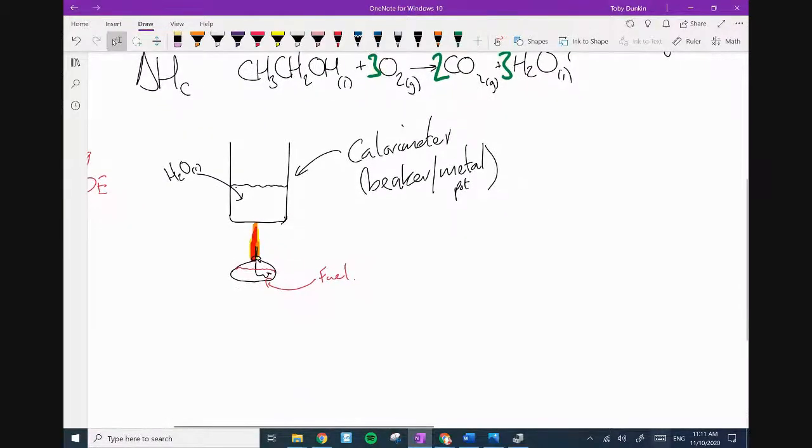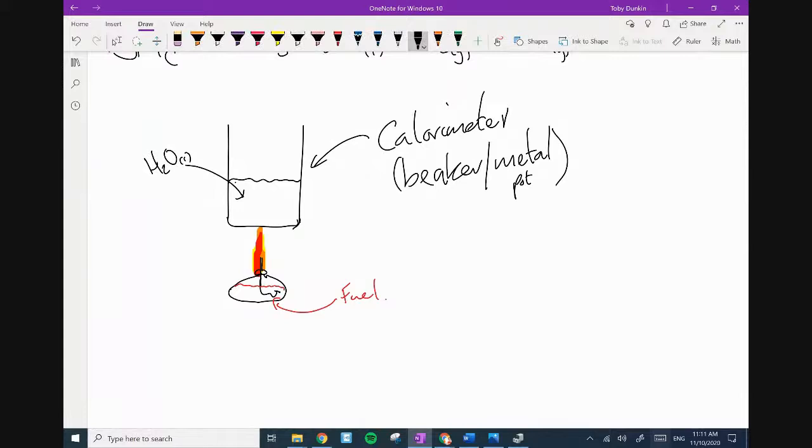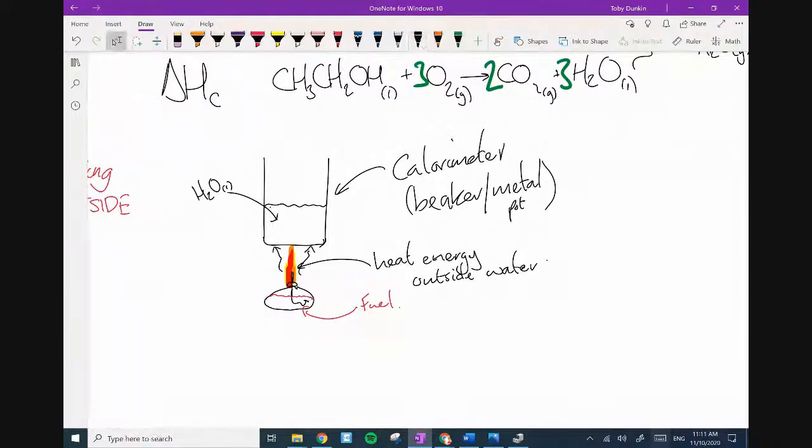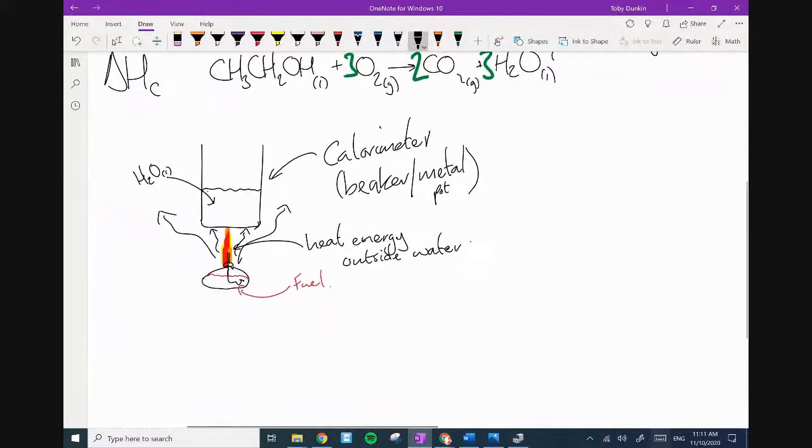Sorry, damn it, this is external calorimetry, because the source of heat energy is outside the water we're using to capture it. Heat energy outside the water. By the way, this has a massive problem, because what we're trying to do is capture the heat energy in the water to measure the total heat output. But external calorimetry is incredibly poor. It's a terrible practical because the heat loss to the environment is huge. Heat loss is massive.